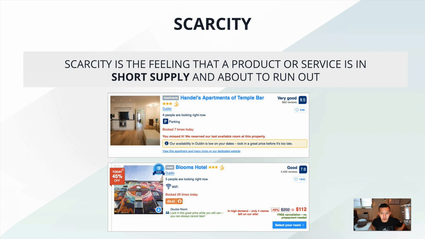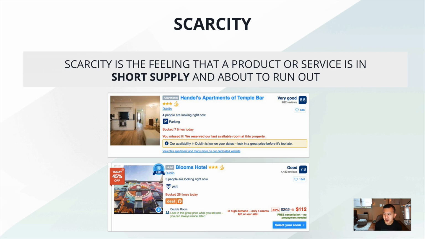On the bottom, it was booked 26 times. You missed it. We reserved our last room available in this property. But then you look at the bottom: in high demand, only 4 rooms left on this site. So basically, if you don't book your room right now, there are only 4 rooms left and it's high demand. Someone else might buy it. So that's going to compel me to take action.